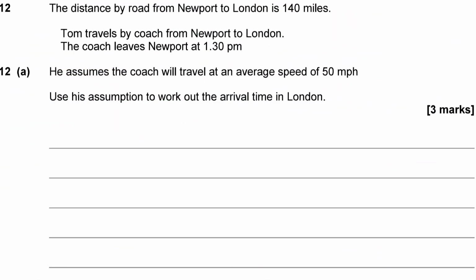Question 12. The distance by road from Newport to London is 140 miles. Tom travels by coach from Newport to London. The coach leaves Newport at 1:30 p.m. He assumes that the coach will travel at an average speed of 50 miles per hour. Use his assumption to work out the arrival time in London.